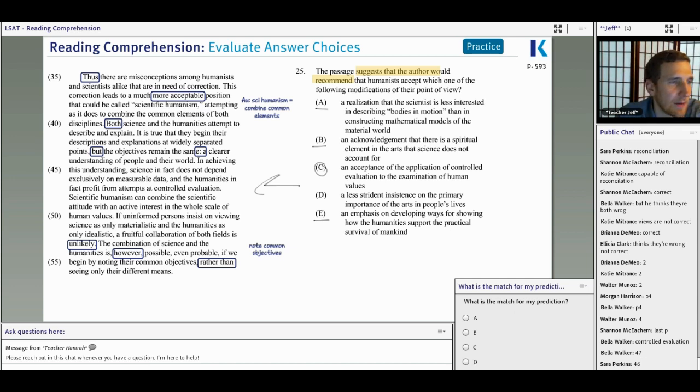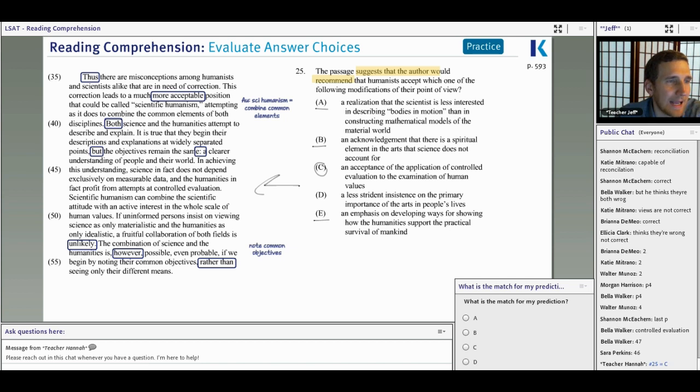Right in lines 46 and 47, the humanities, in fact, profit from attempts at controlled evaluation. And notice that controlled evaluation is something a scientist would do. You notice here it says the acceptance of controlled evaluation, and we get to see that same sort of language popping up for us. In terms of the wrong answers, answer choice A says an irrelevant comparison. It says that scientists are less interested in one thing than another, bodies in motion in relationship to mathematical models, and we never learn that.